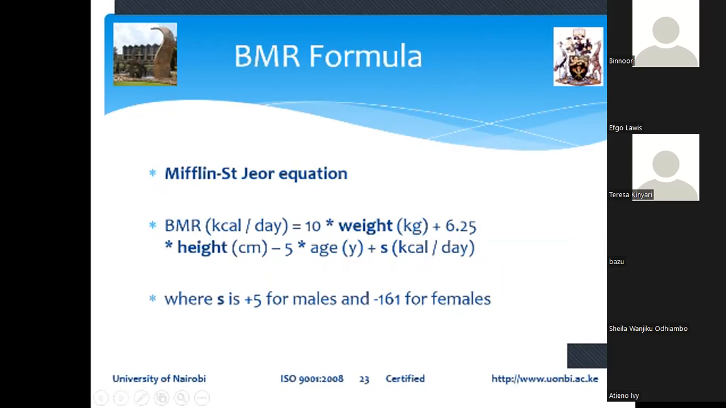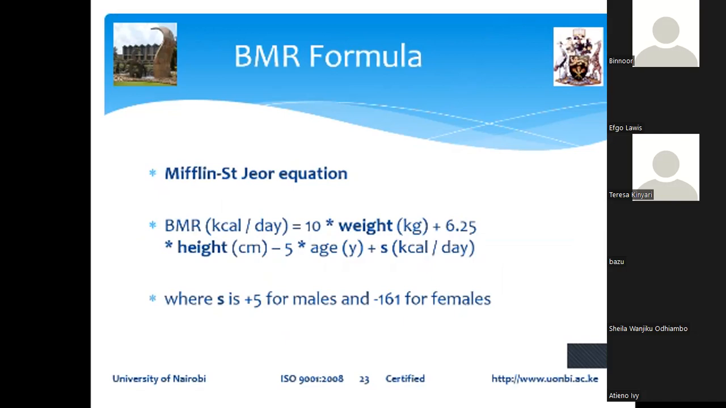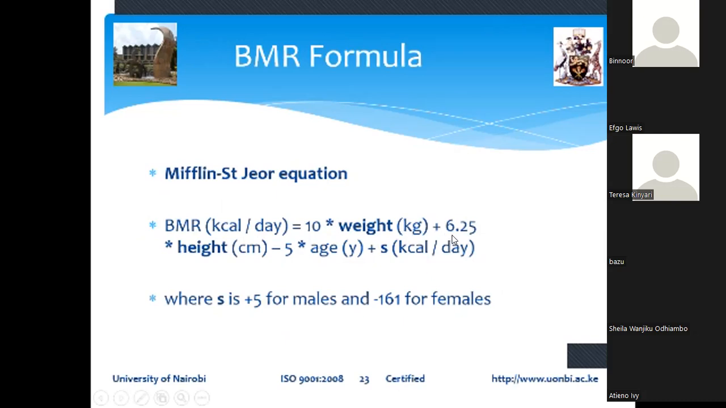This is the basal metabolic rate formula, which is by the Mifflin-St Jeor equation. And you're looking at basal metabolic rate in kilocalories per day. So you multiply the weight by a factor of 10, multiply height by a factor of 6.25, multiply age by a factor of 5, and then you'll see the difference between sex. So S will be the factor you put in depending on whether the individual is male or female. If the individual is male, you add 5. If the individual is female, you subtract 161. So this is a formula that is used to calculate basal metabolic rate.